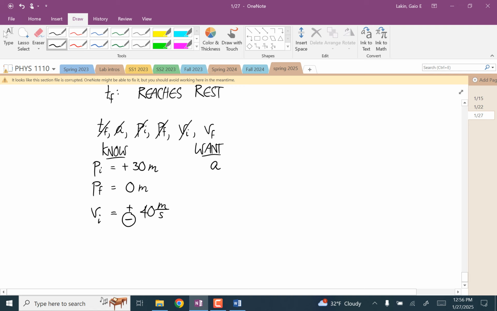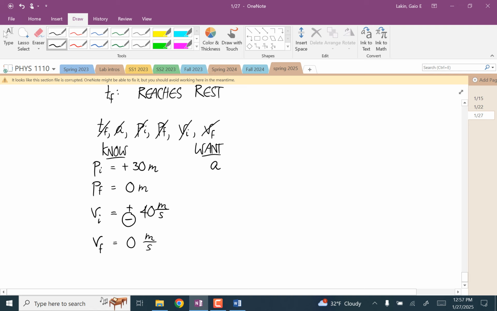And then do we know the velocity at time final when it comes to rest? Yeah, being at rest means velocity is 0. So there we go. And so now we have a bunch of variables we know. We have one we're looking for.